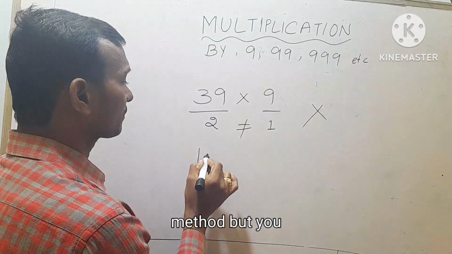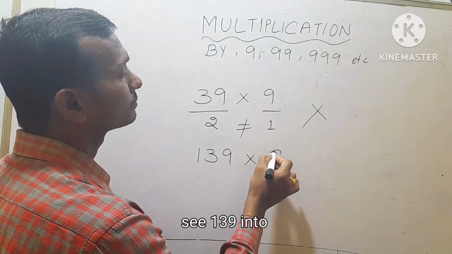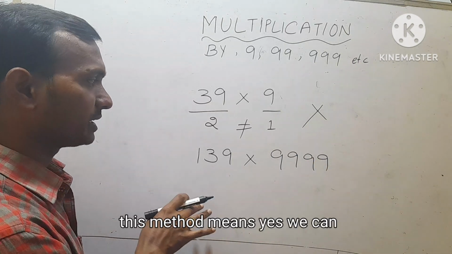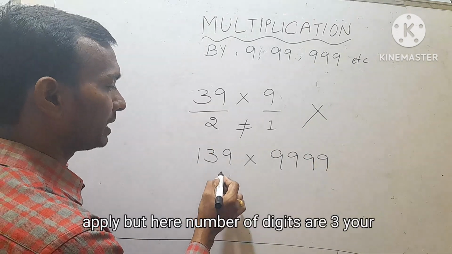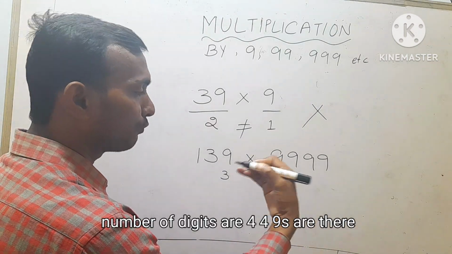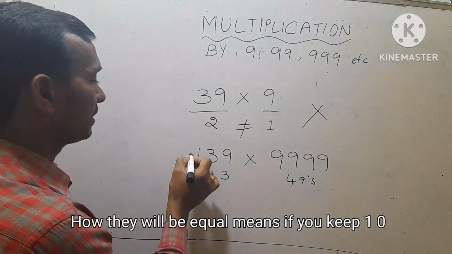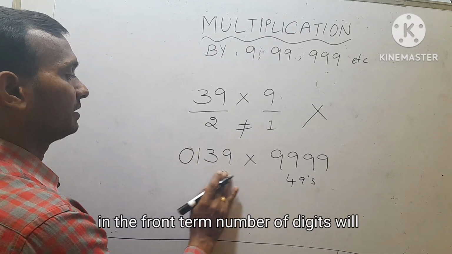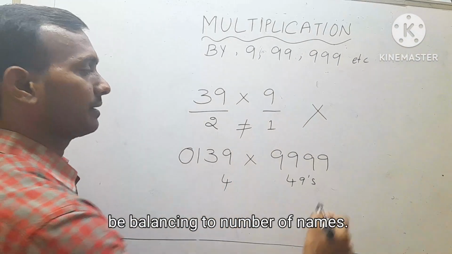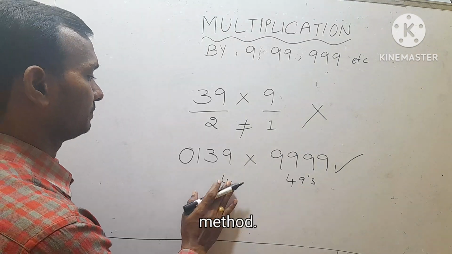But you see, 139 into 9999. Can you apply this method? Yes, we can apply. But here the number of digits is 3. Here the number of digits is 4. 4 9s are there. How will they be equal? If you keep 1 zero in the front, the number of digits will balance the number of 9s. We can apply this method.